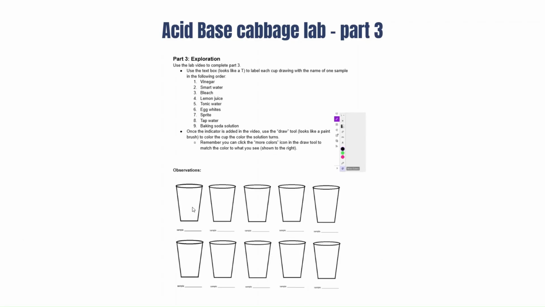Then, this part you'll need the lab video for. So I'll actually have all of my different cups laid out, and I'm going to add indicator into each one. You're going to color in the different cups to make your observations. So for example, for that first cup, you're going to write in vinegar, and I'm going to have a cup of vinegar in front of me. And then when I add the indicator, it's going to change color. So what I'd like you to color in on that cup is the color that it turns after the indicator is added.